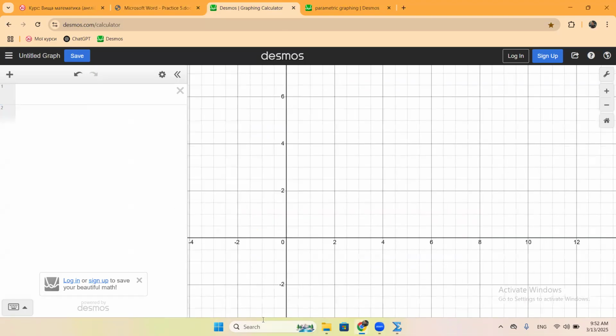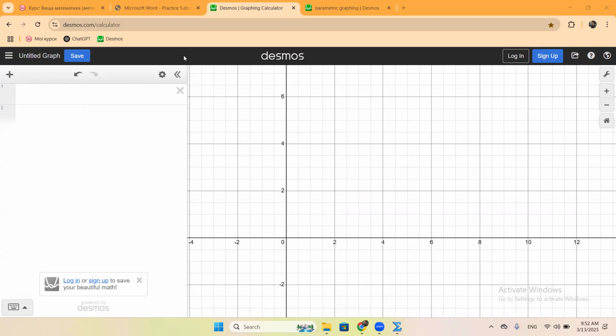Annotations don't work. So this angle is phi, between this axis and the ray. Okay.